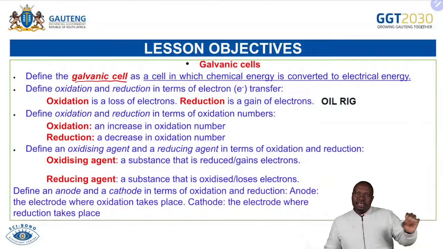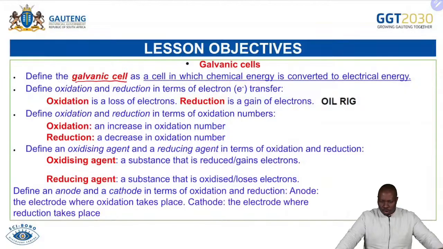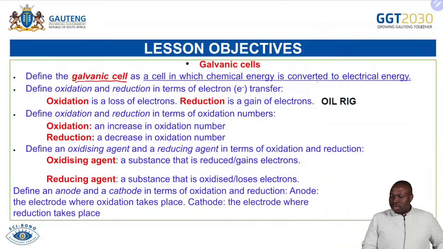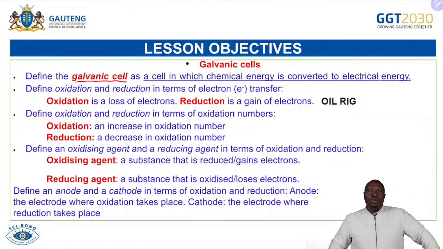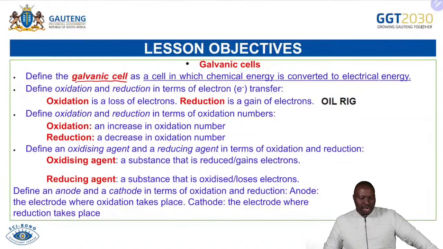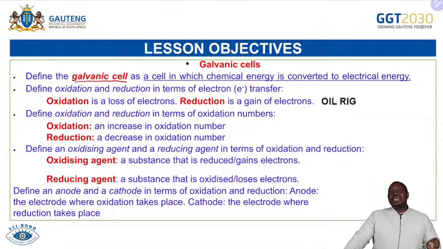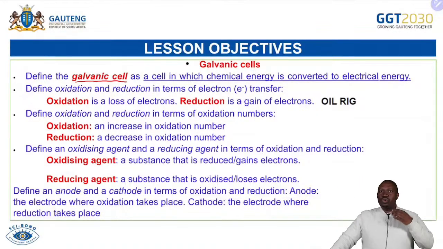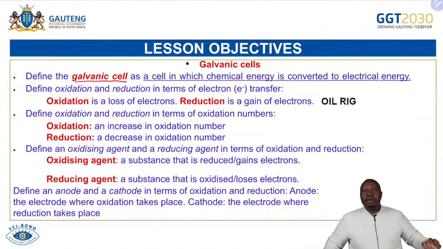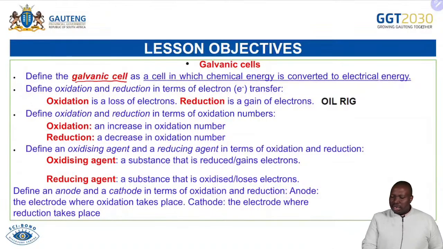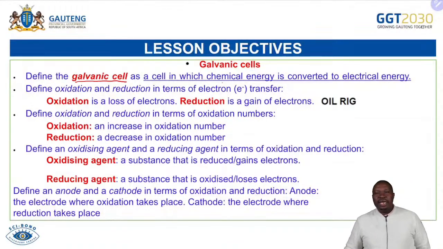Remember, a galvanic cell is a cell. You have to define a galvanic cell as a cell in which chemical energy is converted to electrical energy. I know you have been busy with electrodynamics, where you were talking about your motors and your generators, and there you were talking about mechanical energy. When you were talking about generators, you said mechanical energy to electrical energy. But when it comes to paper 2, we don't talk about mechanical energy, we talk about chemical energy. So it's important that you understand that a galvanic cell converts chemical energy to electrical energy.